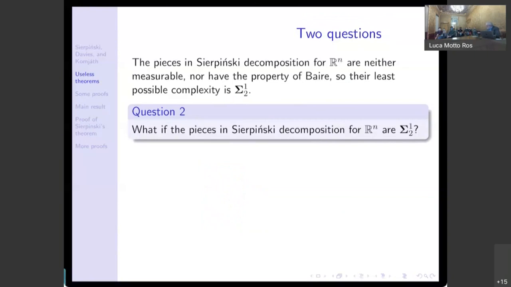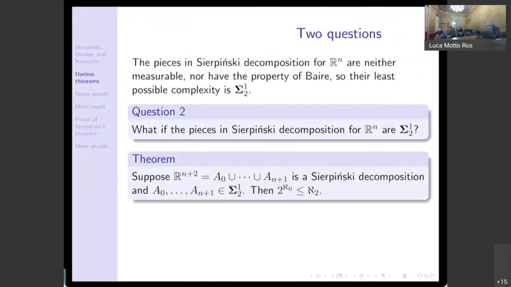So what if the Sierpiński decomposition for Rn pieces are sigma 2? This is the result that I want to talk about. If R n plus 2 can be decomposed into n plus 1 pieces, according to Sierpiński, so a priori I should have that the continuum is at most aleph n, but actually I get aleph 2. This is what I should have gotten, aleph 1. In fact, I don't even have to require that all of them are sigma 1 2. It's just enough that the first n are. This is a technical thing, but it's a curious sociological phenomenon.